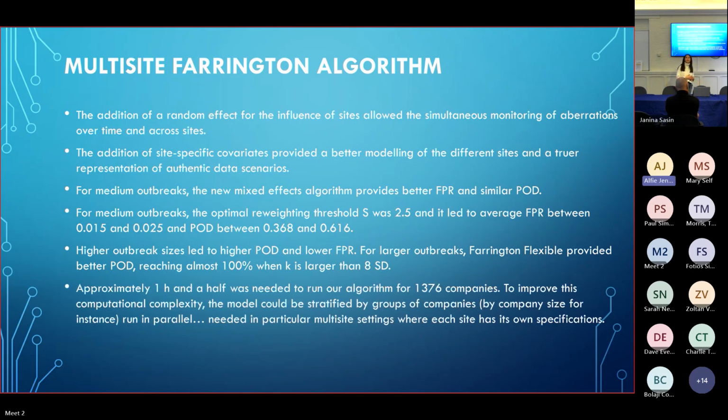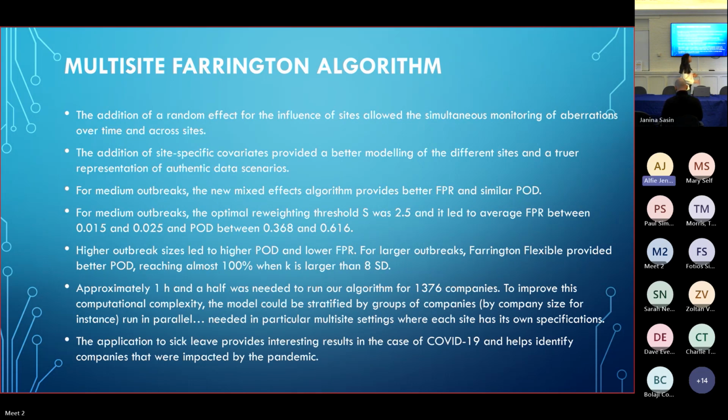Now, when we applied the algorithm to our data, so the above results come from simulations, the current ones come from the application to real data. We found that because we were applying it over 1,376 companies, it was sometimes taking an hour to go across companies, across years, across the time. So to improve the computational complexity, we could stratify companies by groups, let's say. But the algorithm is needed in particular multi-site settings where each site has its own specifications.